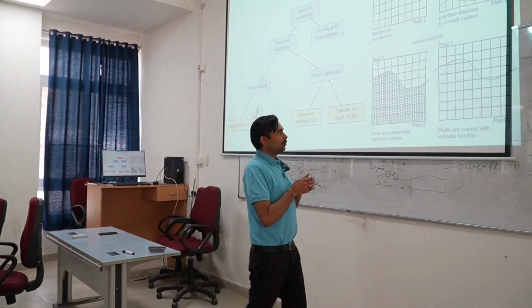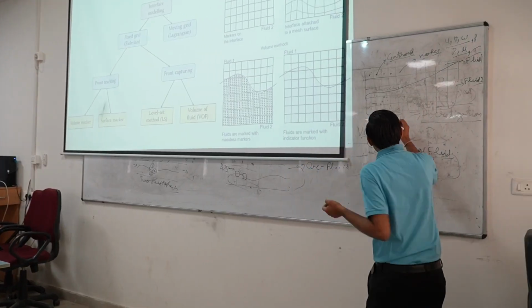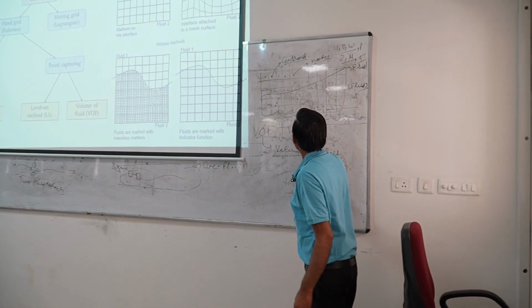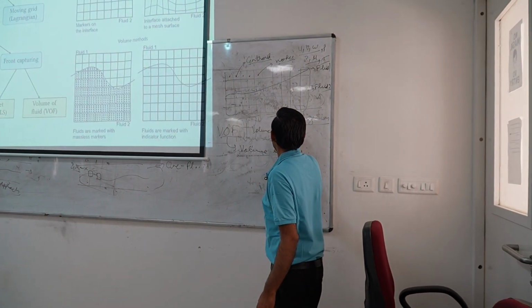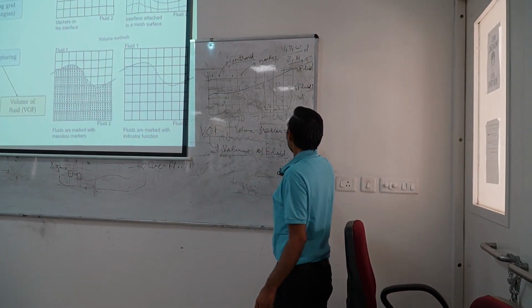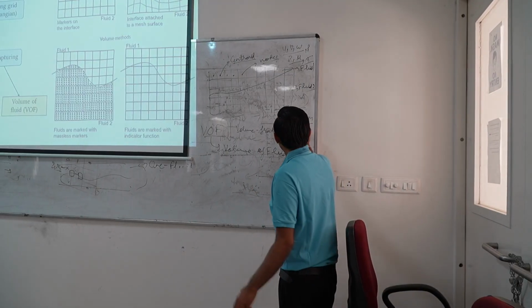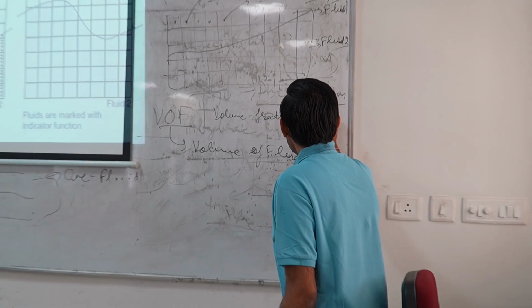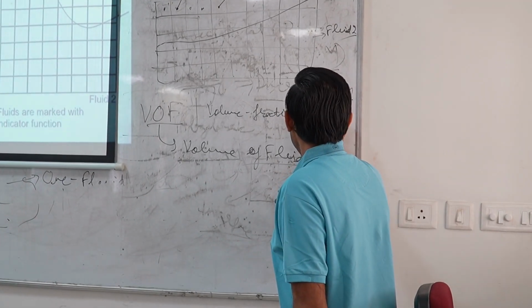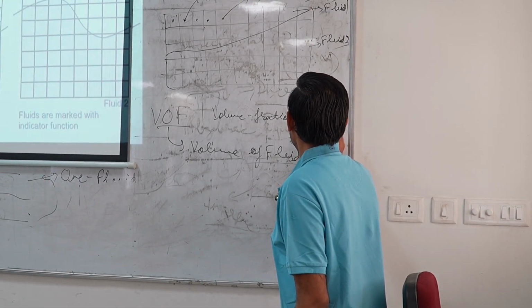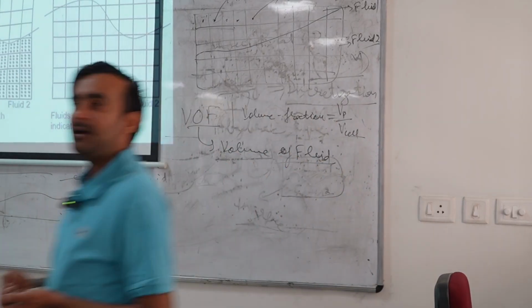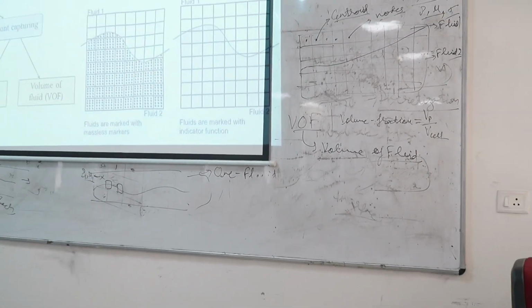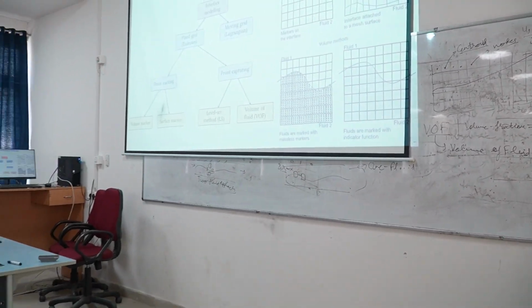What we typically do in the volume of fluid method, we define one value which is called the volume fraction, and the value of volume fraction is nothing but the volume of the primary fluid in the cell divided by the total volume of the cell. Now, out of these two phases, one we will define as the primary phase and the other we will consider as the secondary phase.